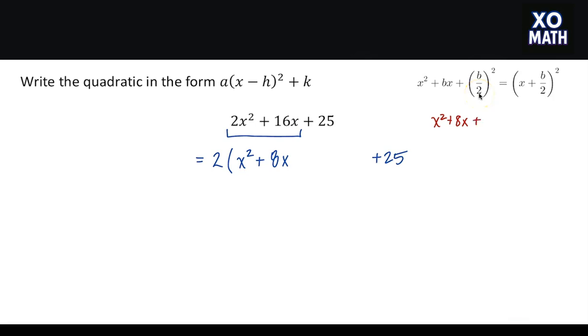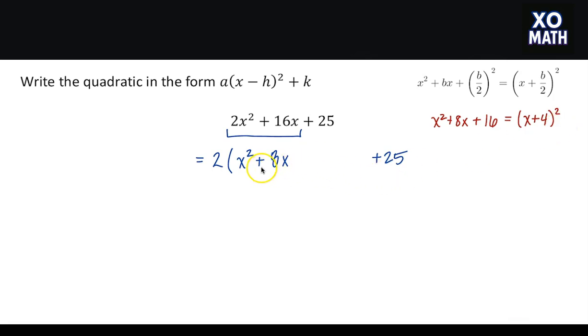So what I know is x squared plus 8x plus 16 is going to equal the quantity x plus b over 2. Well, that was 4. 8 divided by 2 is 4. So the quantity x plus 4 squared. So x squared plus 8x plus 16 is going to factor to the quantity x plus 4 squared.